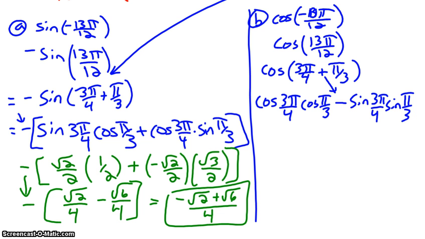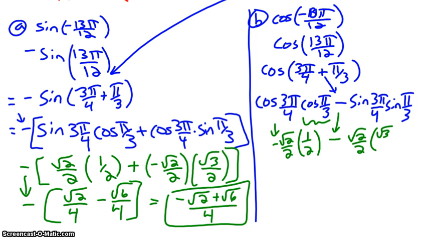Now it's a process of substituting in values from our trig chart. The values we're going to substitute in at this time will be a negative radical 2 over 2, and we're going to multiply that by 1/2. We are subtracting the sine of 3 pi over 4, which comes out to be radical 2 over 2, times a radical 3 over 2. Common denominators are going to give us a negative radical 2 over 4, subtract a radical 6 over 2.